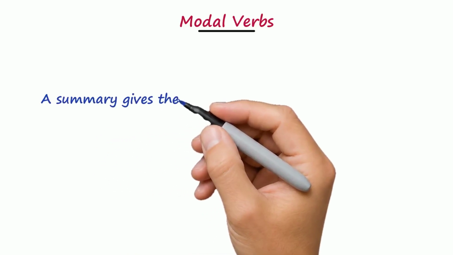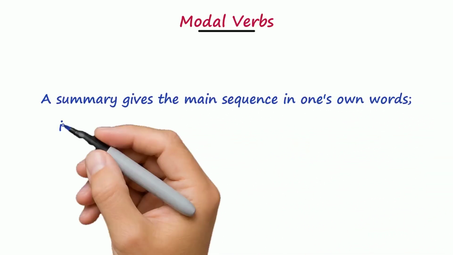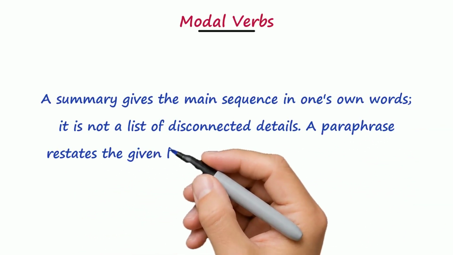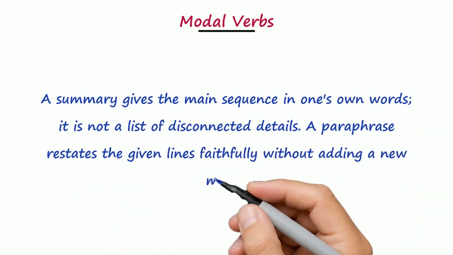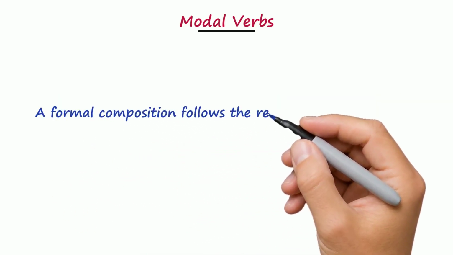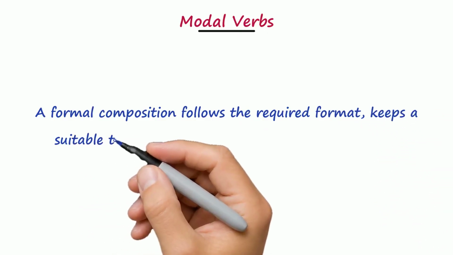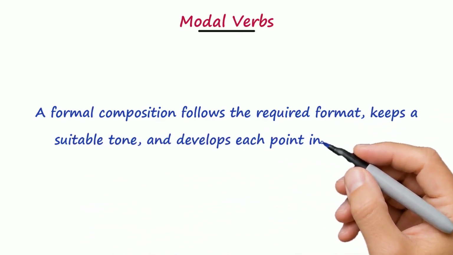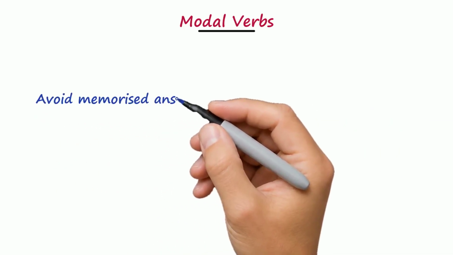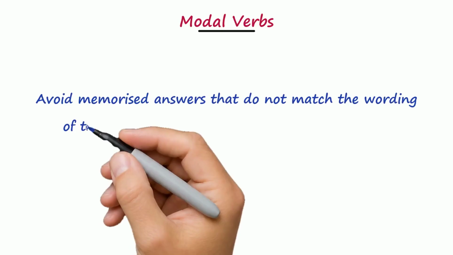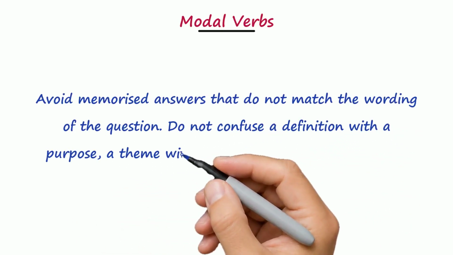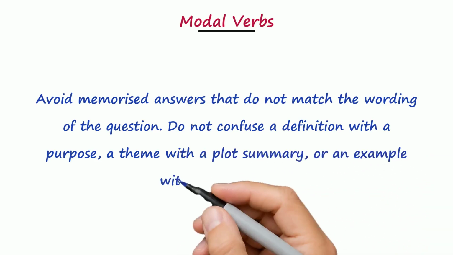A summary gives the main sequence in one's own words. It is not a list of disconnected details. A paraphrase restates the given lines faithfully without adding a new moral. A formal composition follows the required format, keeps a suitable tone, and develops each point in a separate, connected paragraph. Avoid memorized answers that do not match the wording of the question. Do not confuse a definition with a purpose, a theme with a plot summary, or an example with an explanation.